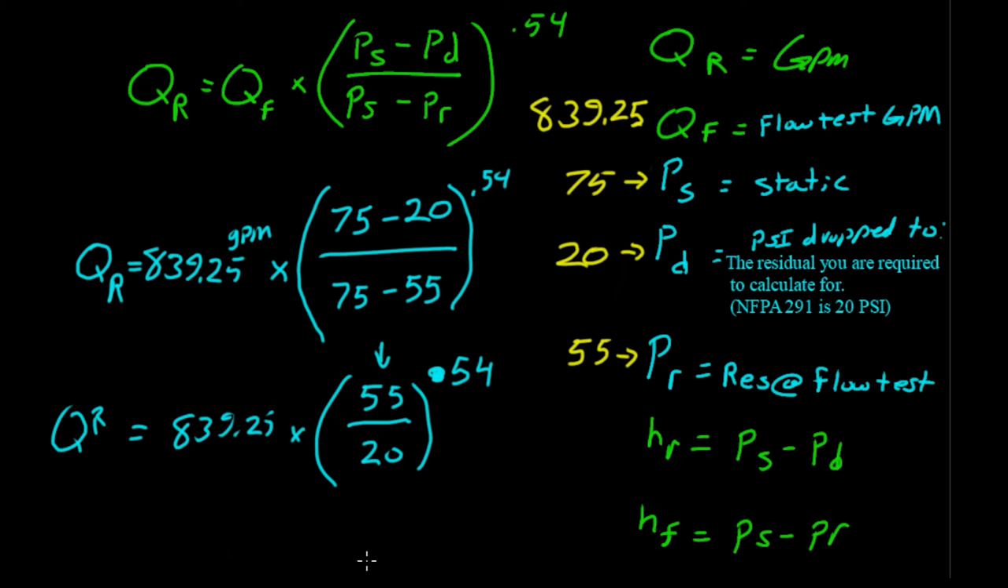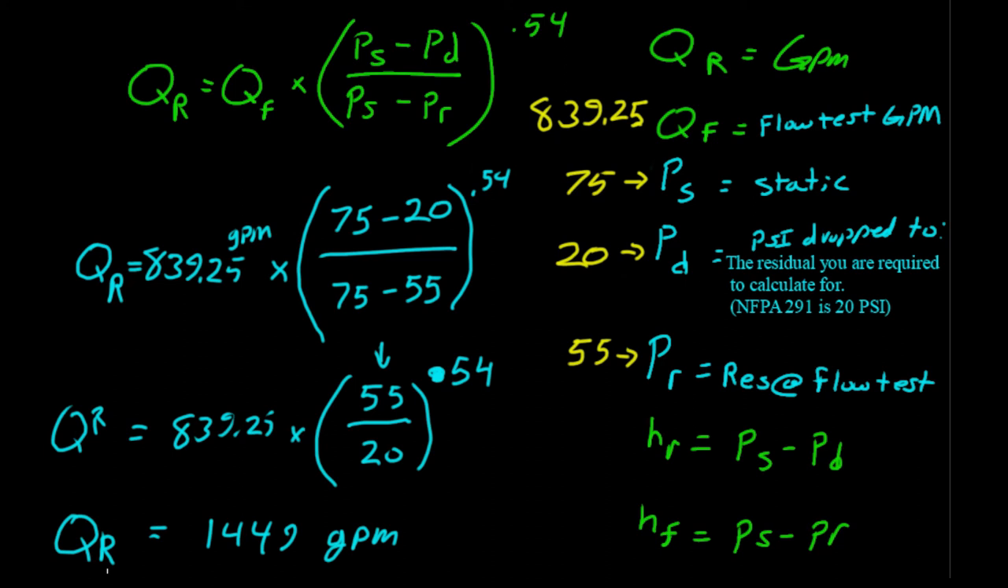So if we had flowed 25 with a 0.9, or we had a Pitot of 25 with a 0.9 coefficient of discharge, two and a half inch outlet, we'd have got 839.25 gallons per minute. So we're going to round this number to the closest gallon per minute when you get your answer. If your static was 75, your residual was 55, we flowed 839.25, we should get a reading of 1,449 gallons per minute. Now, how close did we get to that? This would be a good time for everybody to check their answers and stuff like that.